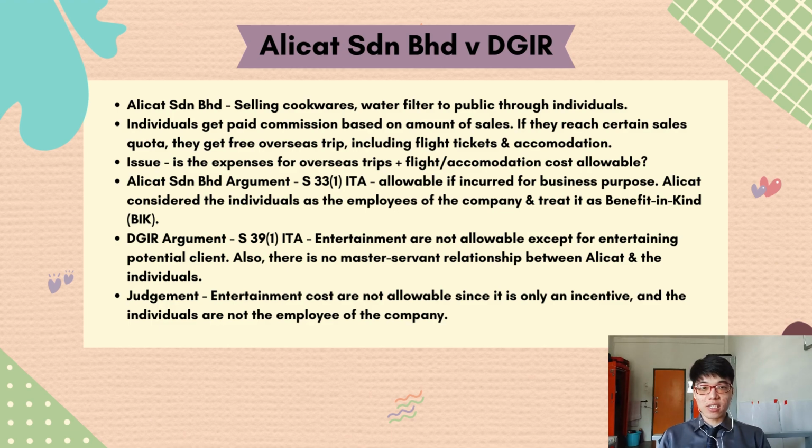Okay, next, the second case is Alicat Sdn Bhd versus DGIR. For this case, it's a little bit different. It only concerned whether a worker is an employee or not. What happened here is Alicat is a company that sells stainless steel houseware, the pans and utensils, and it also sells water filters to the public through individuals, meaning that it does not have any permanent employees. Alicat Sdn Bhd stated in the agreement that all the individuals who help the company sell these products will get a free overseas trip, including all the airfares, tickets, and accommodation, if they reach a certain sales quota.